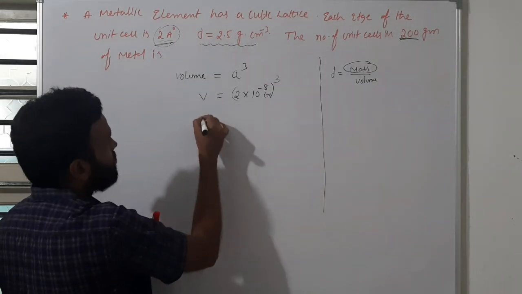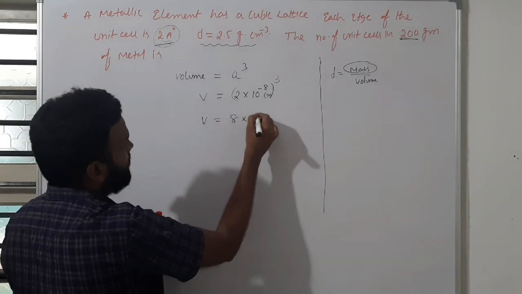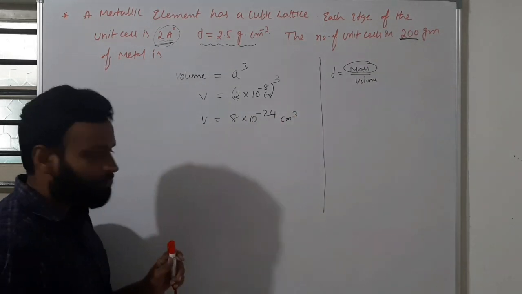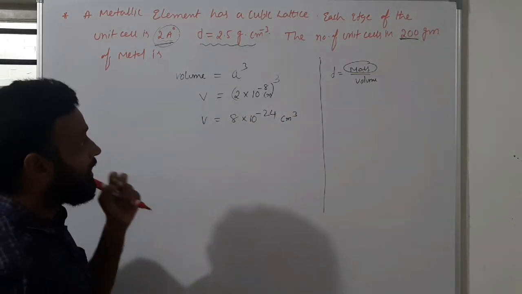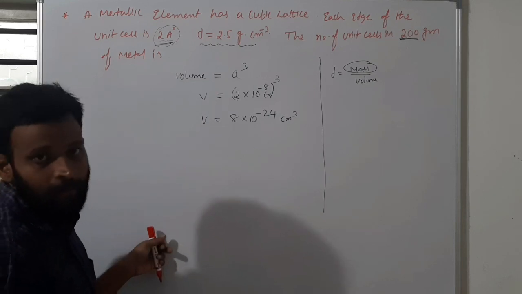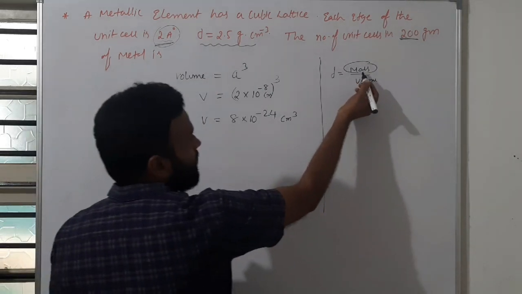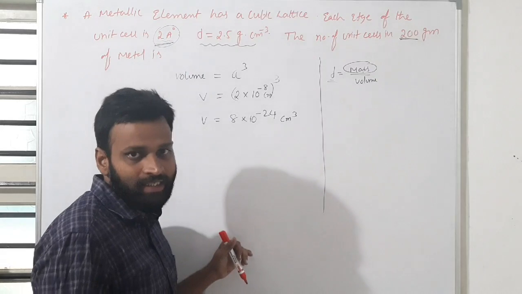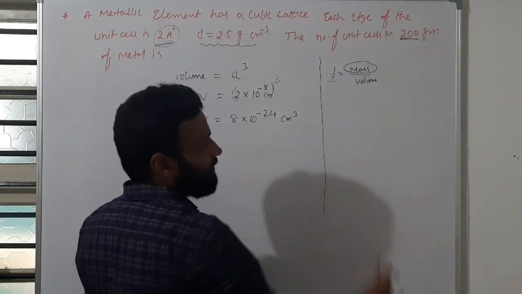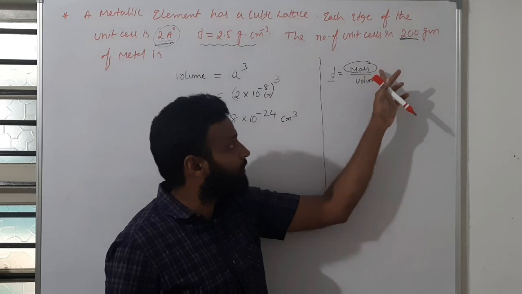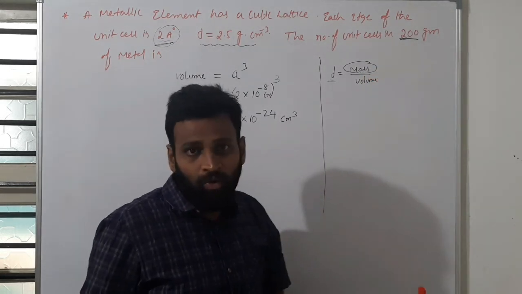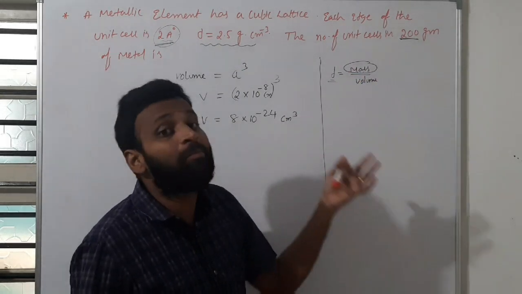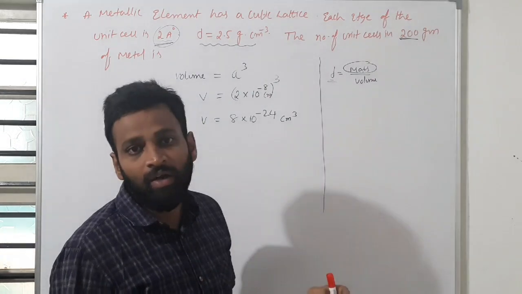This is volume: 8 into 10 power minus 24 centimeter cubic. Now you have volume, so that you can get mass. Mass per unit cell only, because this is the density of the unit cell. So per unit cell mass you will get. Actually this mass is Z into molecular weight, but here we don't know Z, so I will take the whole mass, because this is the mass of one unit cell. Number of unit cells is being asked, not number of atoms.